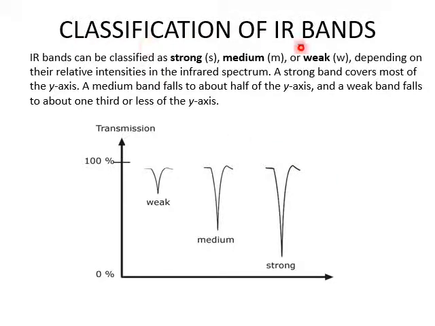So, the classification of the bands. IR bands can be classified as strong, medium, or weak, depending on the relative intensities in the infrared spectrum. A strong band covers most of the y-axis. So this is weak, this is medium, and this is strong. So you can already be thinking about what sort of property does a functional group have that will give a strong or a weak or even a medium signal.